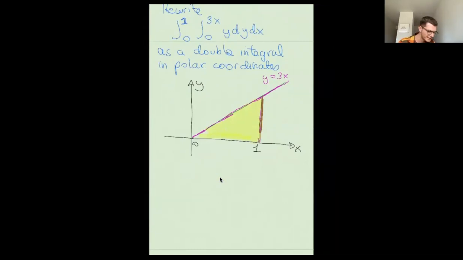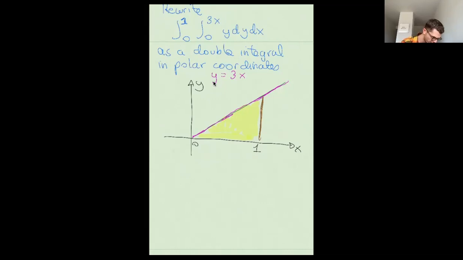And here's the thing. What you need to do now, let me put y equals 3x. The thing that you always need to do is rewrite the equations in polar coordinates. So let's try to see if we can rewrite y equals 3x in polar coordinates. How would you rewrite this in polar coordinates? What does y become?